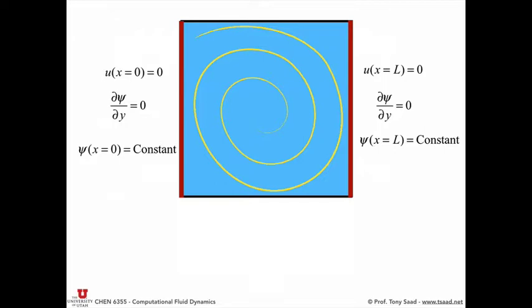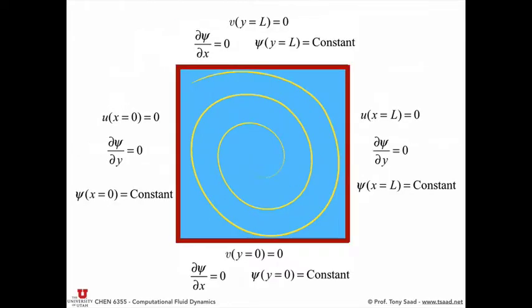Same thing on the right wall. u is 0. Therefore, ∂ψ/∂y is 0, which means ψ doesn't change along the wall. So ψ is a constant. It's not a constant across the domain, of course not. But it's a constant along the wall.